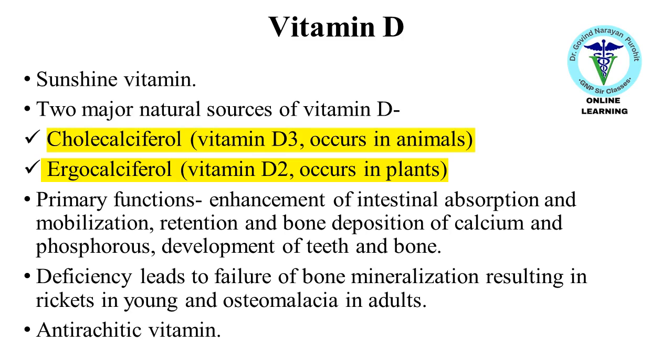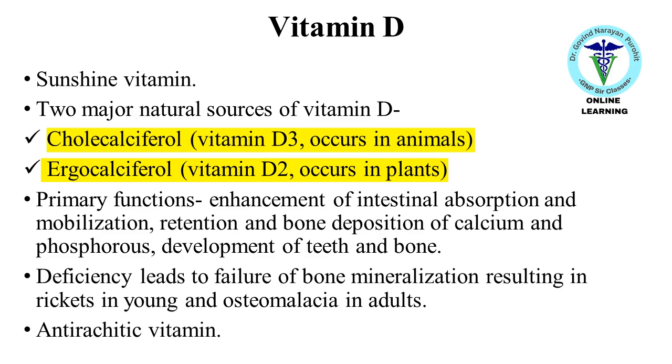Vitamin D is a sunshine vitamin, and there are two major natural sources of vitamin D: cholecalciferol, vitamin D3, that occurs in animals, and ergocalciferol, vitamin D2, that occurs in plants. Primary functions: enhancement of intestinal absorption and mobilization, retention and bone deposition of calcium and phosphorus, development of teeth and bone. Deficiency leads to failure of bone mineralization, resulting in rickets in young and osteomalacia in adults.